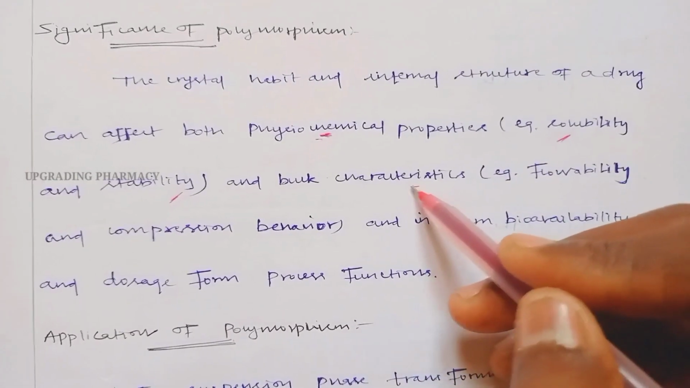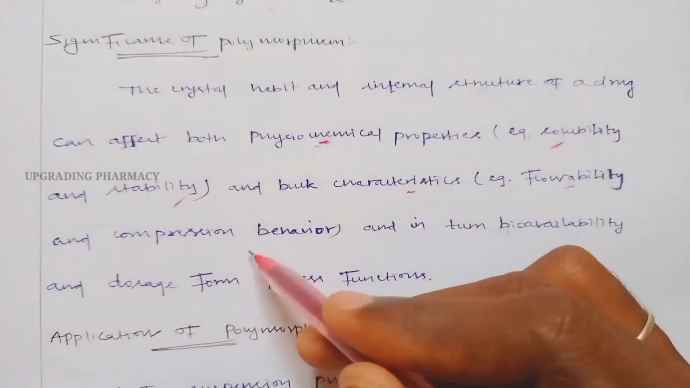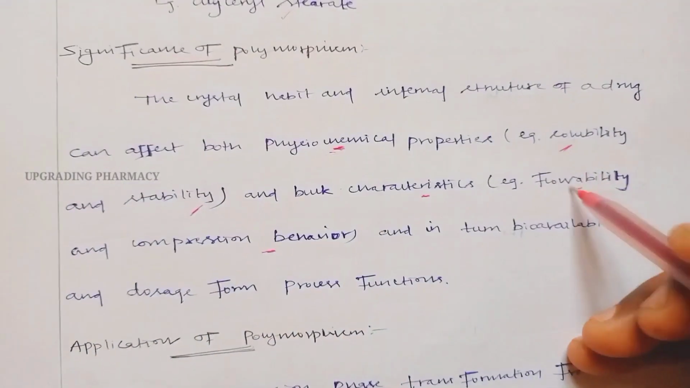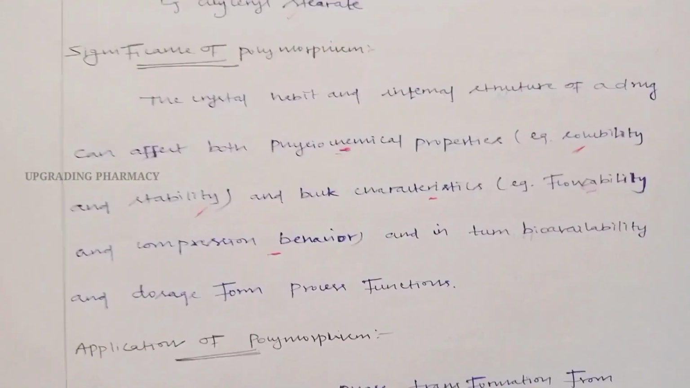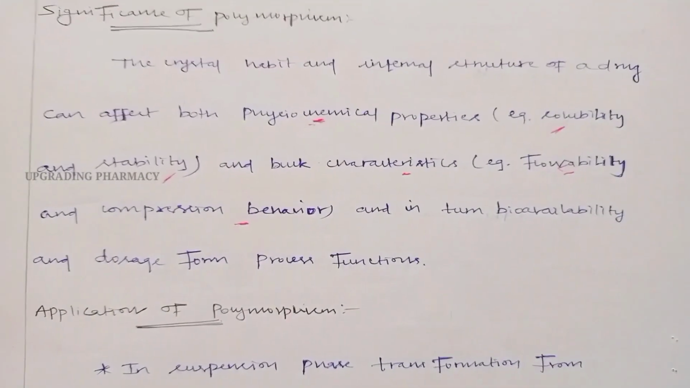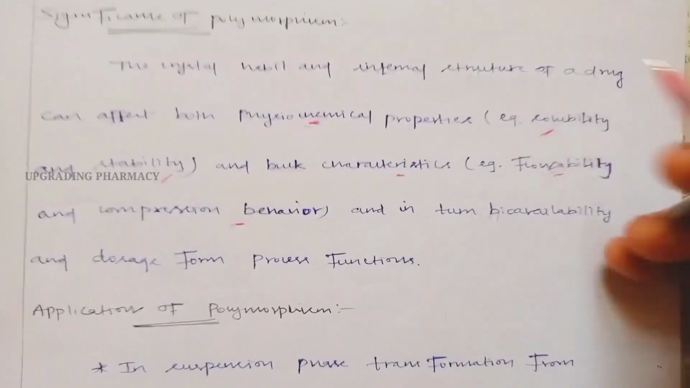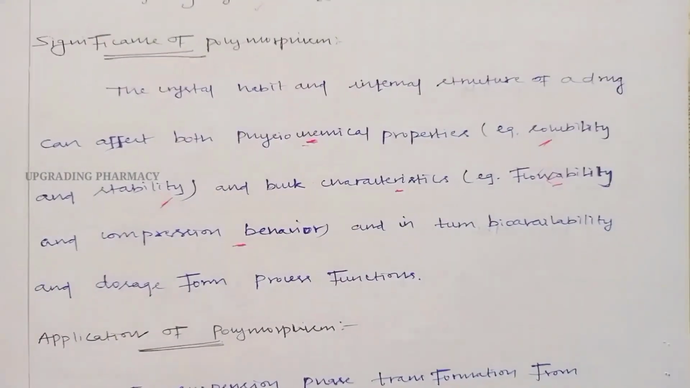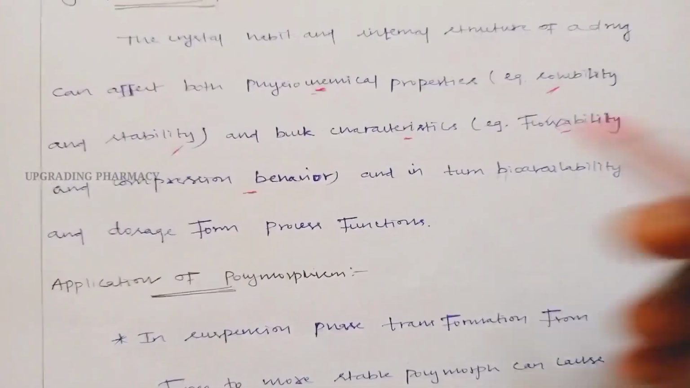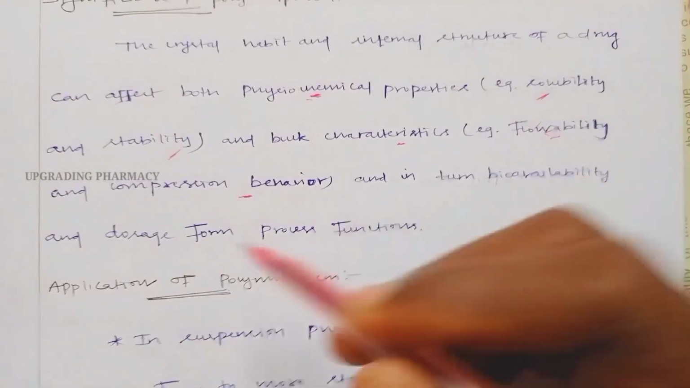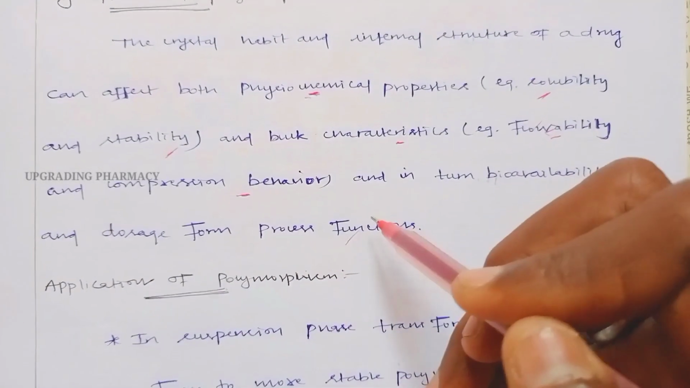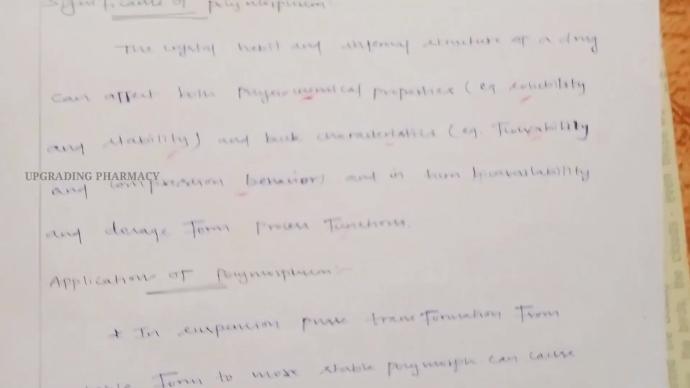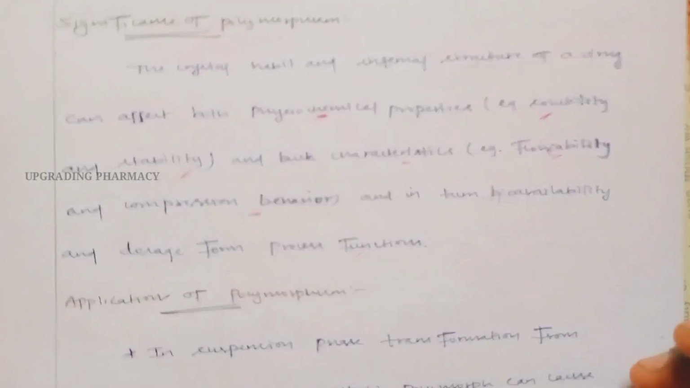And the bulk characters, that is flow property and compression behavior. One type of crystal has higher flow property than the other type of crystals. So that is also why we study polymorphism, and in turn bioavailability and dosage form processing functions. So these are the main significance of polymorphism.